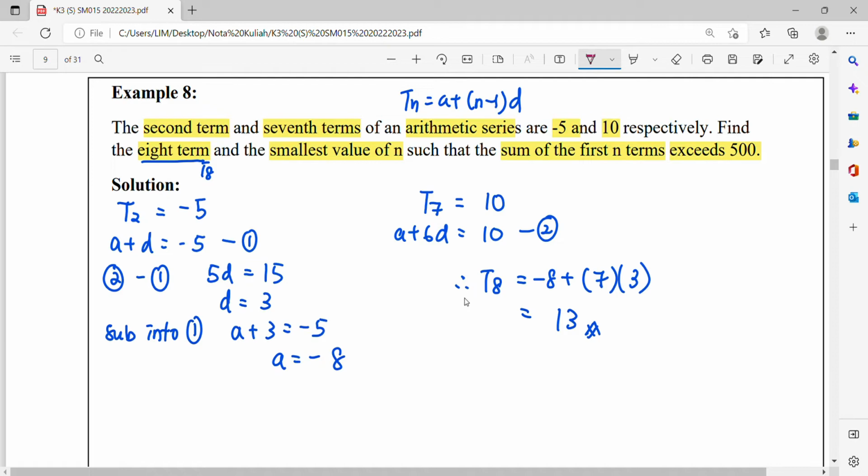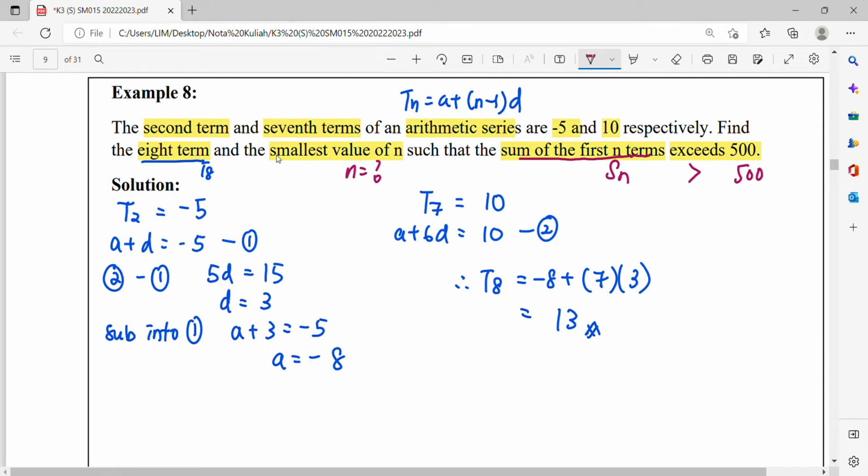Okay, continue. The second task, what's the question asked here? Find the smallest value of n, where the sum of the first n terms. They didn't tell us which term it is, so they just say the sum of the first n terms, which is Sn. Exceeds means more than 500.